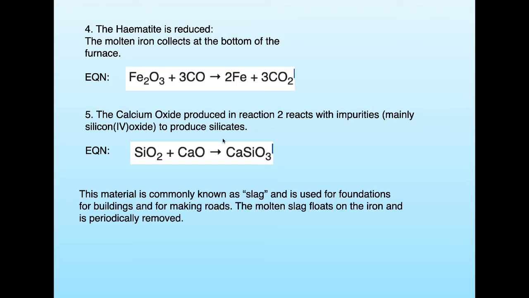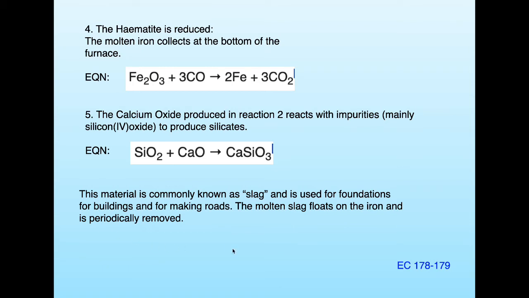This material, this mixture of the calcium silicates, is commonly known as slag, and it's used once it's solidified for the foundation of buildings and making roads. It's basically fairly useless, but it's hard and it can be broken up, so it's used in these contexts. The molten slag floats on the iron and is periodically removed.